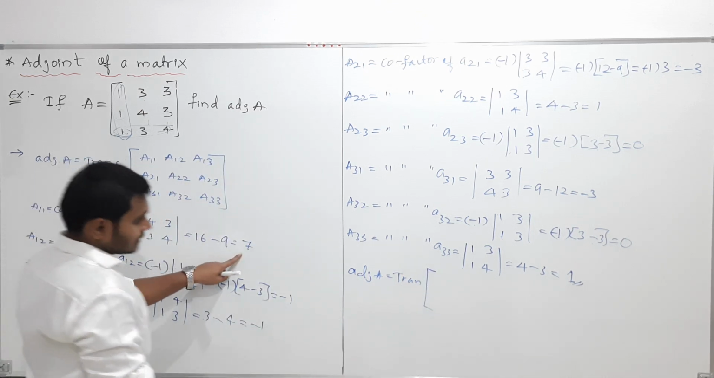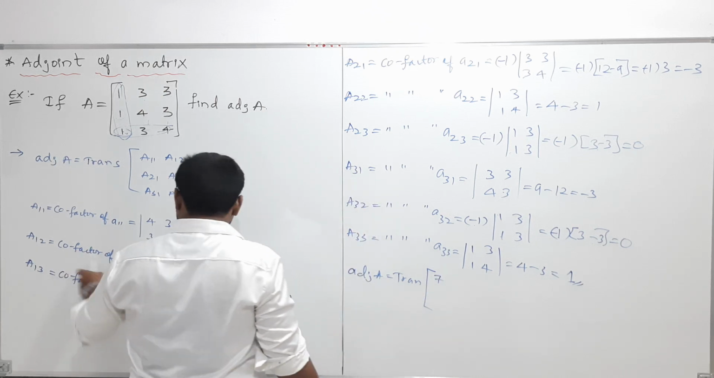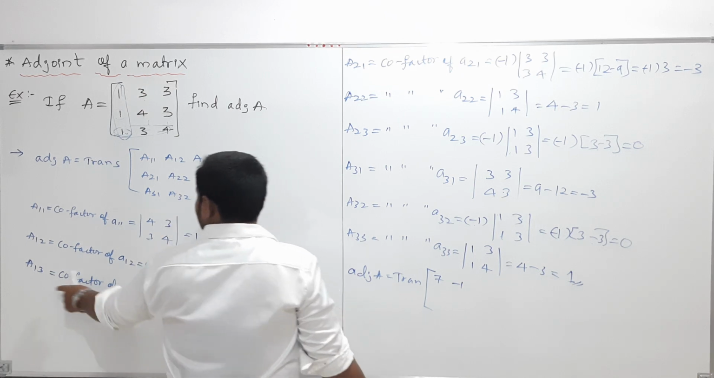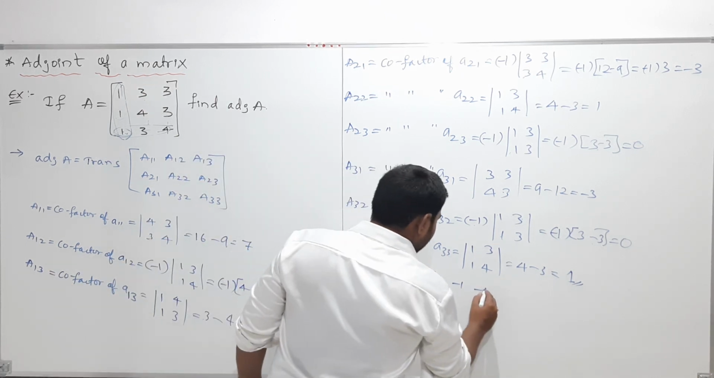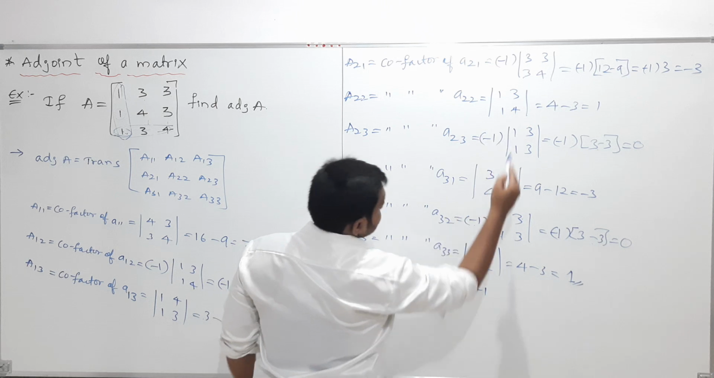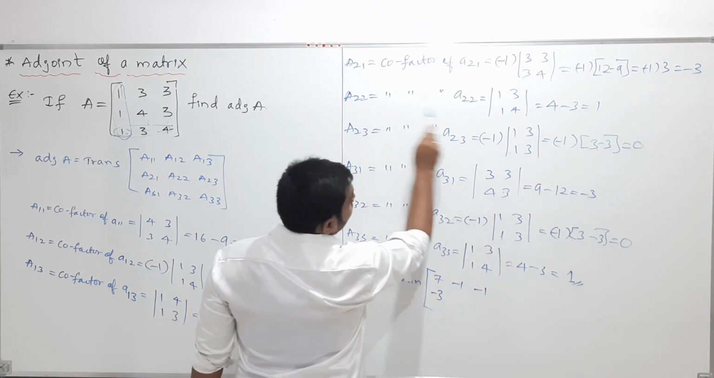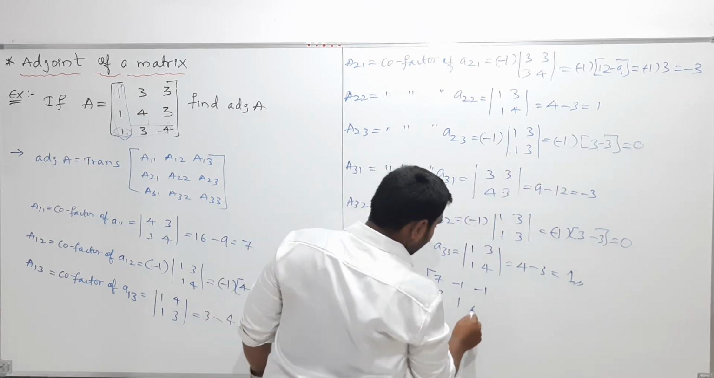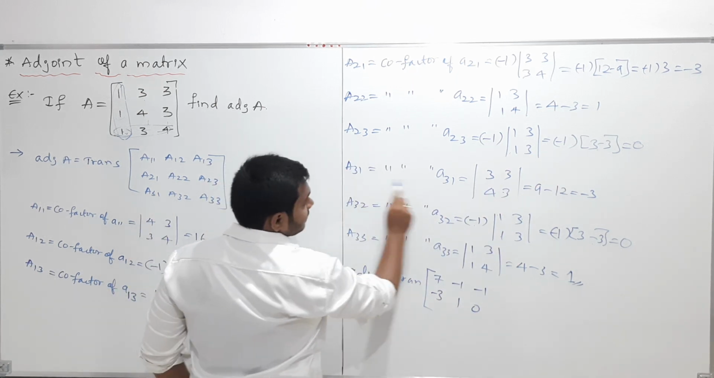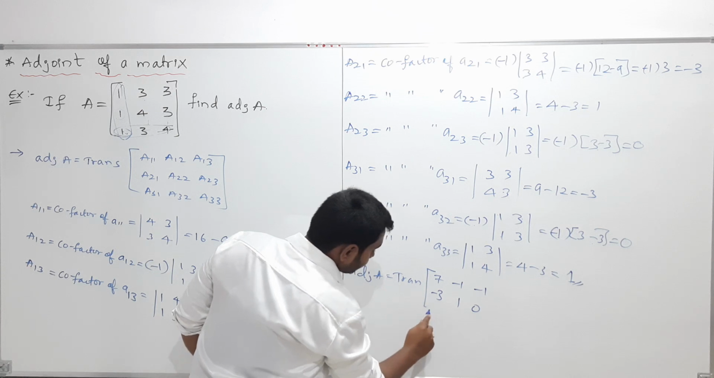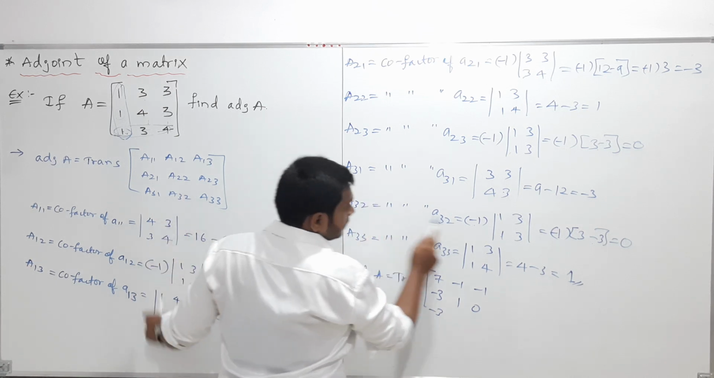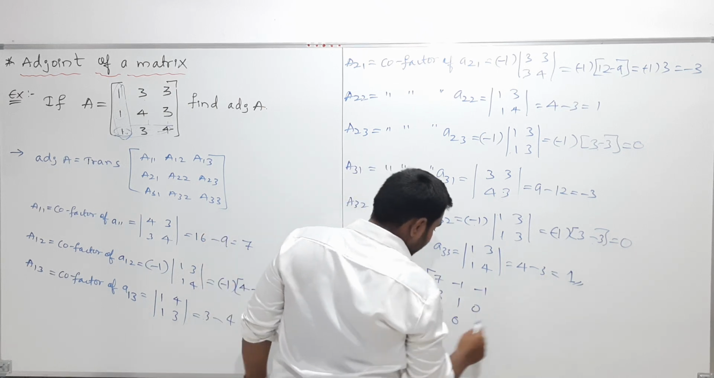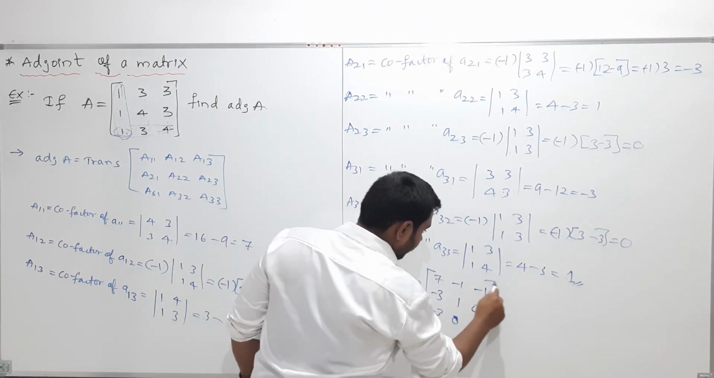A11, which I calculated, it is 7. A12 is minus 1. And A13, the cofactor of A13, is minus 1. Next, A21 is equal to minus 3. A22 is equal to 1. And next A23 is equal to 0. And next, my students, A31 is equal to minus 3. A32 is equal to 0. And A33 is equal to 1.